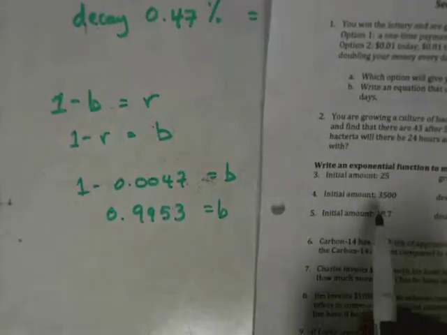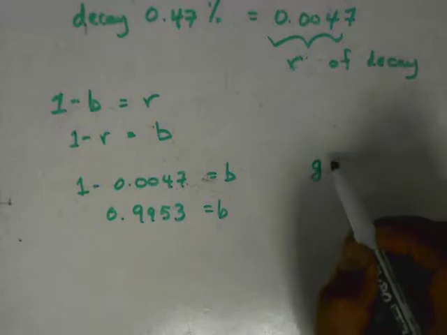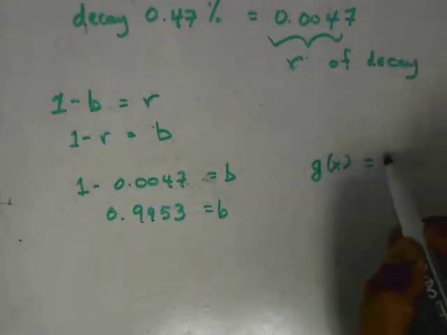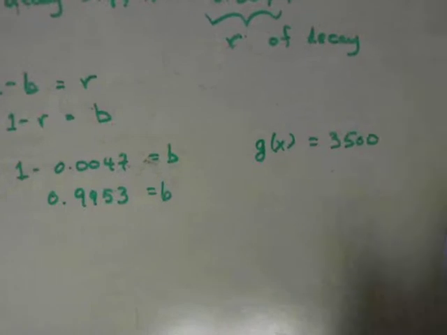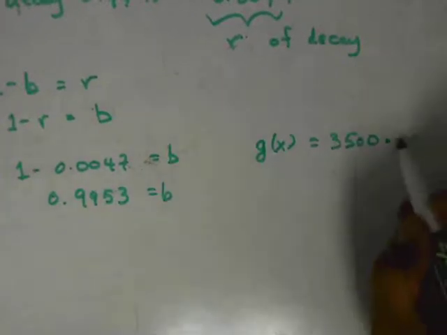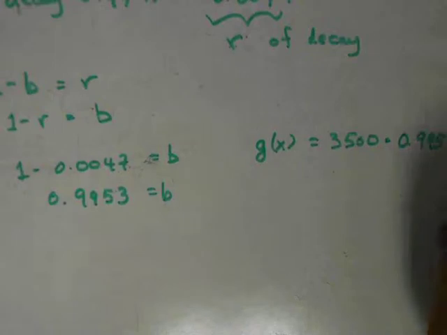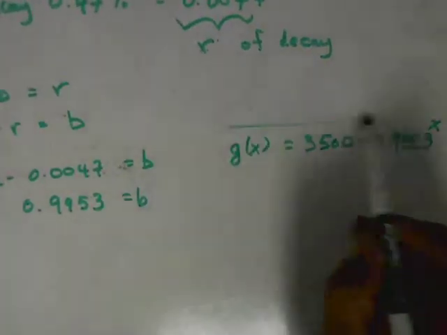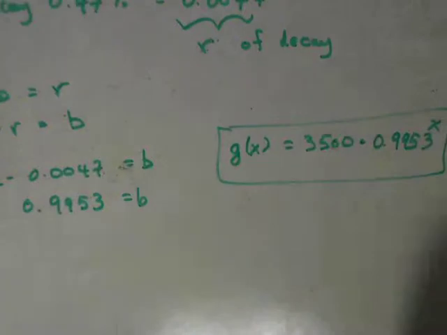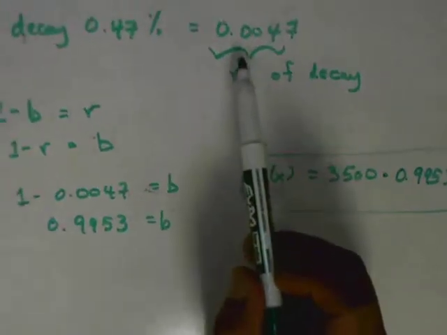Our initial amount is 3,500. So our function, I'm just going to call this g of x, is equal to 3,500 times our base, 0.9953, to the x. And you can check that this in fact works in one of two ways. Looking at this base, it should be less than 1. If you take 1, subtract this number, you should return back to the rate of decay.